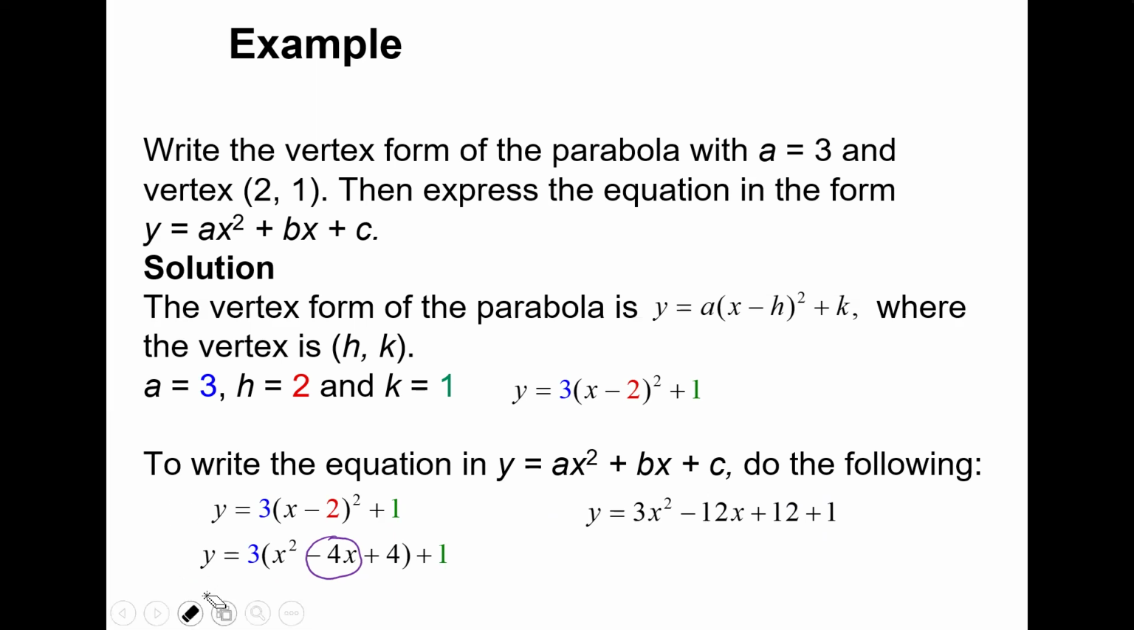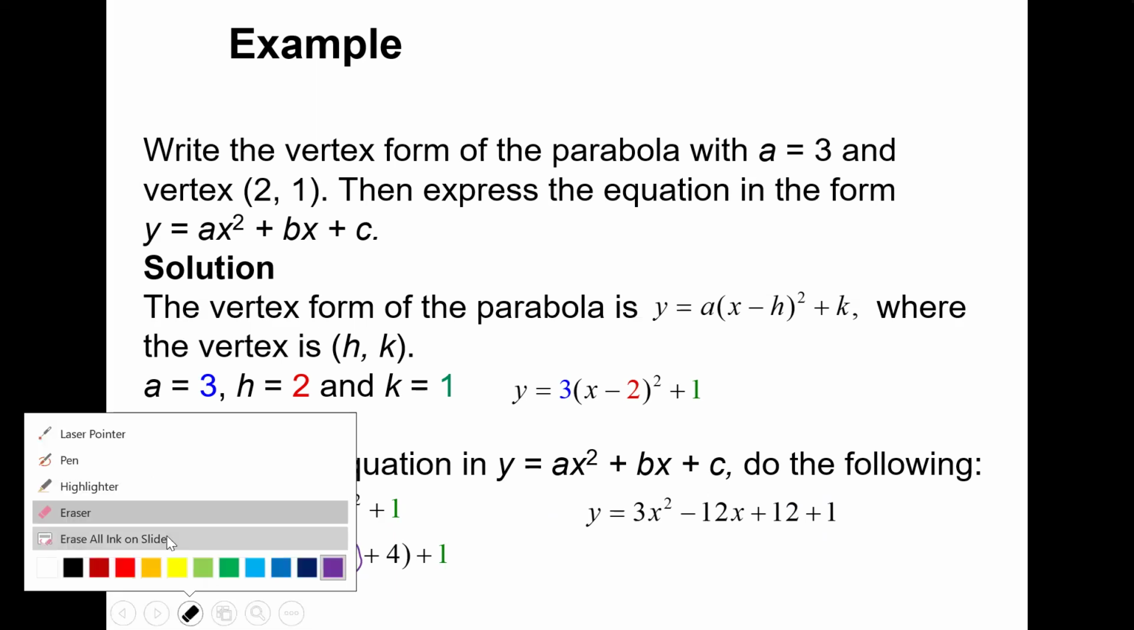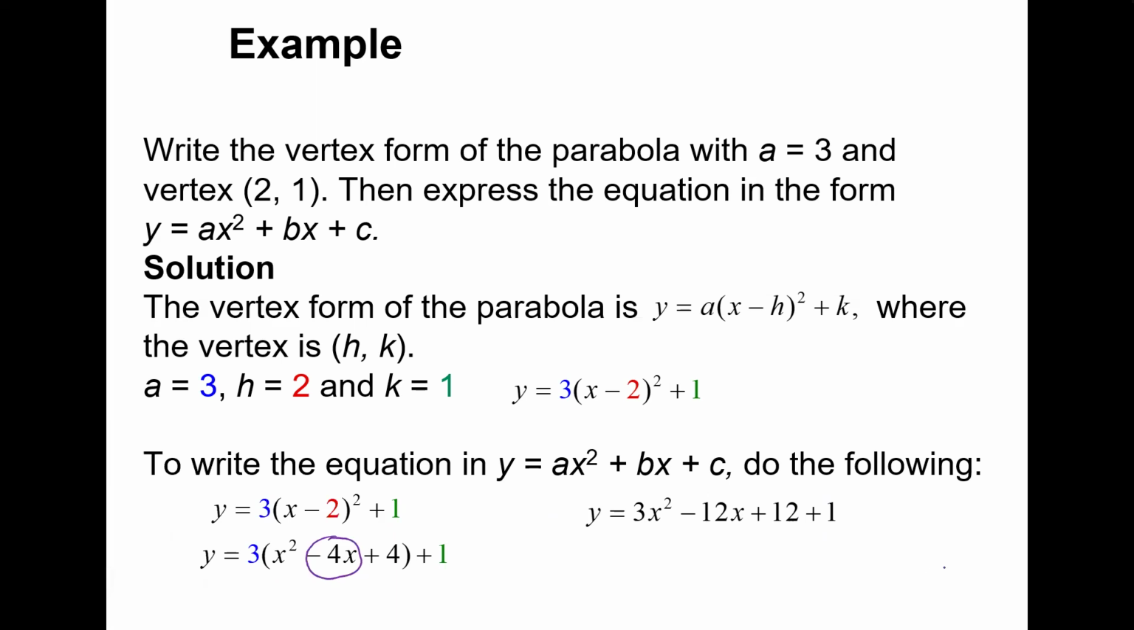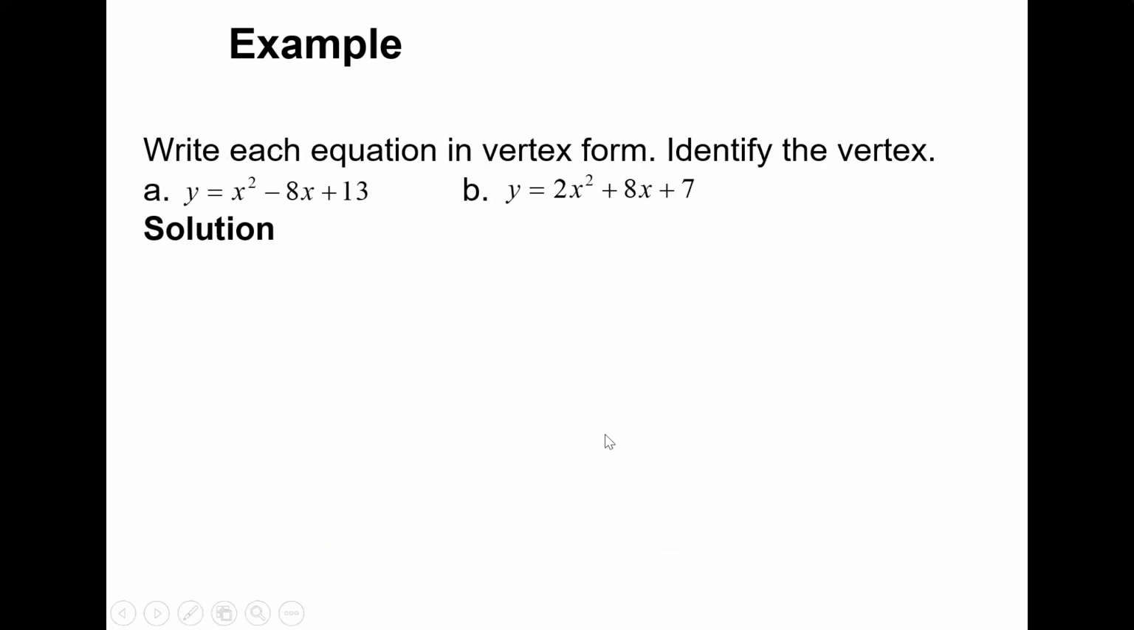And so now what we have is multiplied out plus 1. So that becomes now 13. And that's going to be in our form ax squared plus bx plus c. Okay. So that's kind of a general form. Now we're supposed to write each of these in vertex form and then identify the vertex.